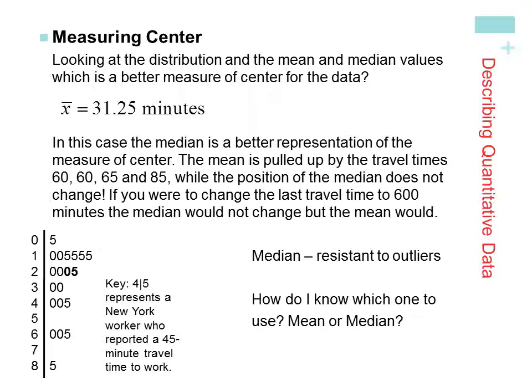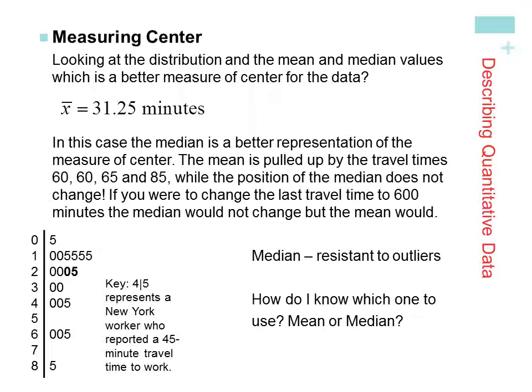However, the mean is pulled up by these travel times that are 60, 60, 65, and 85. So it's going to make the mean or the average time look larger than it actually is. Think about this. If I were to change the last travel time to 600 minutes, the median wouldn't change, but the mean definitely would. The median would still be in the same position, but instead of 85, I would just have 600. So then it would make the mean commuting time look much larger than it actually is.